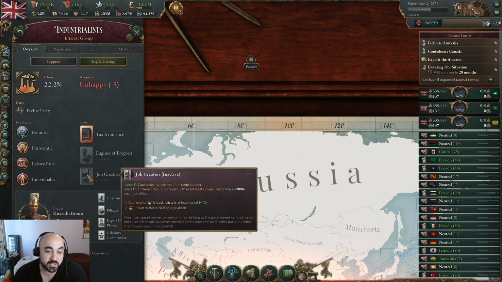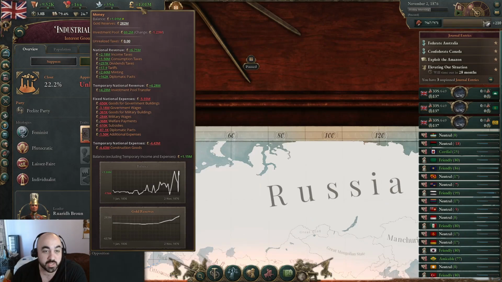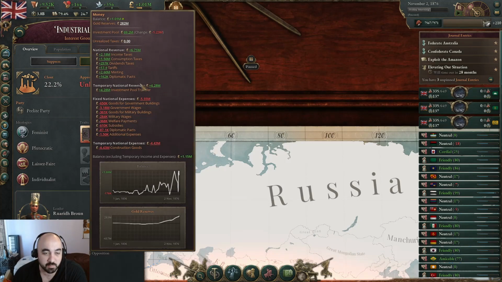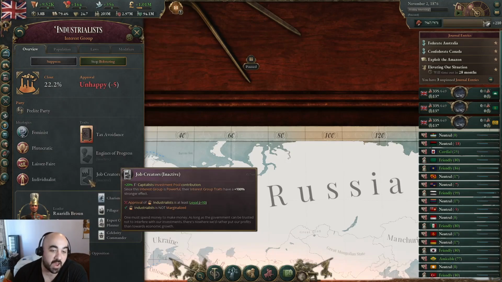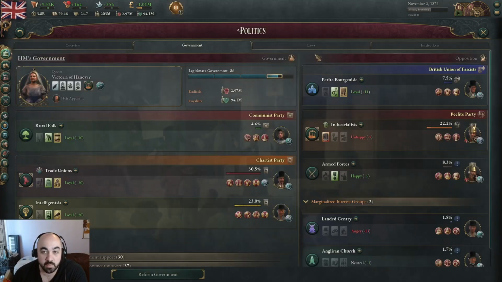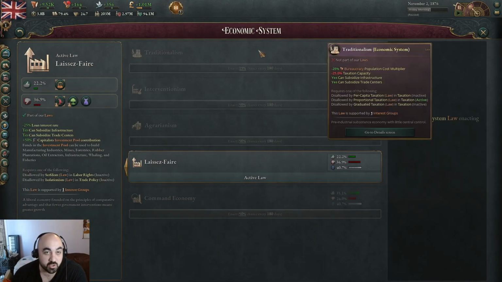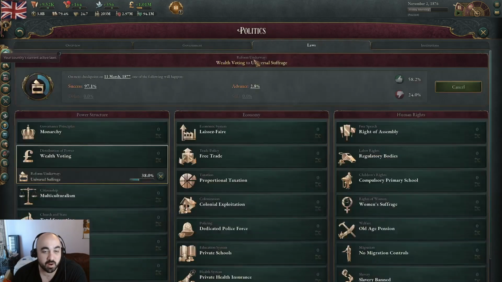It gives you plus 20% capitalist investment pool contribution. This is likely to change in patch 1.2 with some of the changes they're discussing, but for now, increasing the capital investment pool is pretty big because investment pool is what allows you to construct, and as we talked about earlier, a good way to think of construction is your total GDP. This will give you a lot more investment pool, and notably, this is a flat effect. So if you have no investment pool transfer from your law system, for example, if you're still on traditionalism, the capitalists will still contribute to the investment pool if they are happy with you and they are powerful enough.